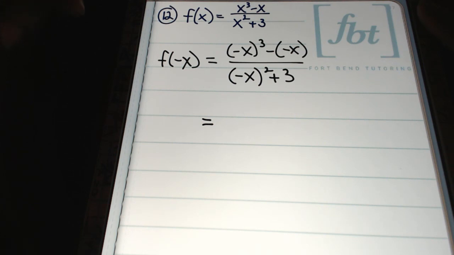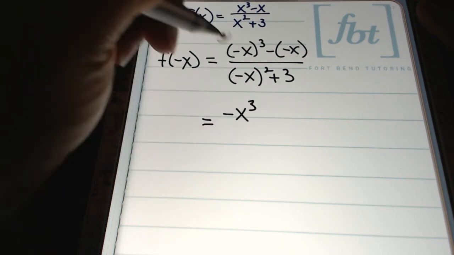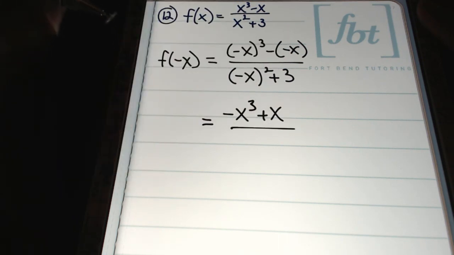And now we're going to simplify this problem. So when you plug in your negative x, you're going to simplify. Now we know with a negative base raised to an odd exponent, you're going to end up with a negative result, because a negative times a negative times a negative is negative. So this is just negative x cubed. Then the opposite of negative x is positive x. I got my numerator simplified. In the denominator, I have negative x squared. Well, that negative base raised to an even exponent is going to give me a positive result.